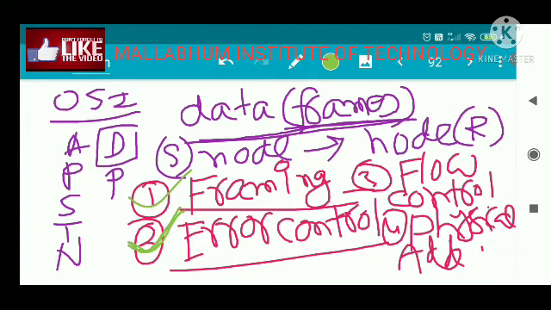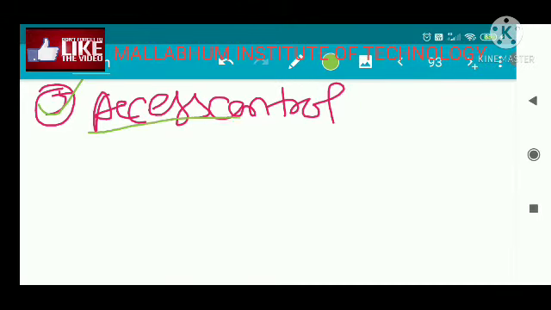The error detection procedure: what are the different types of error detection procedure whenever the data is being transferred from one node to another node. The next one is flow control, the fourth one is physical addressing, and the last one is access control. So these are the different types of services provided by the data link layer.